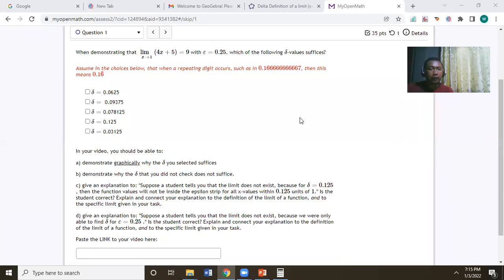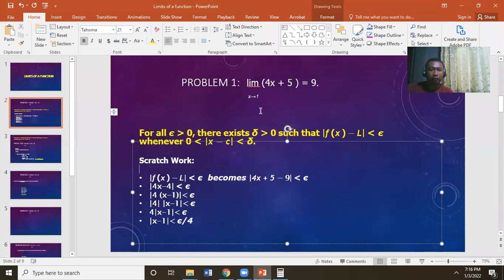Okay, question number 1. When demonstrating that the limit of the function 4x plus 5, which is 9, as x approaches 1 with epsilon 0.25, which of the following delta values suffices? Before we select, let's first identify the possible value that suffices the given epsilon 0.25.